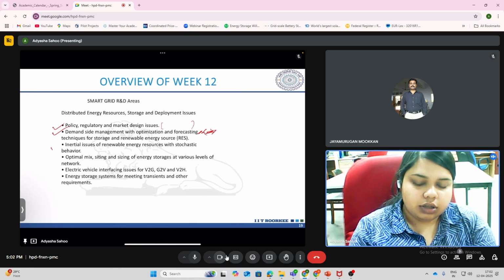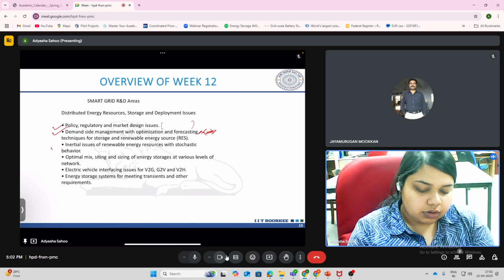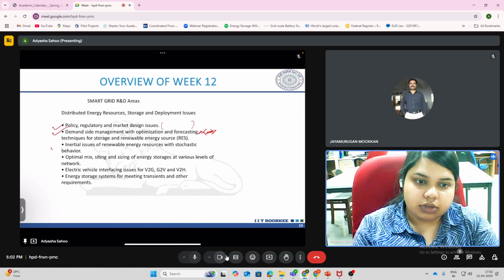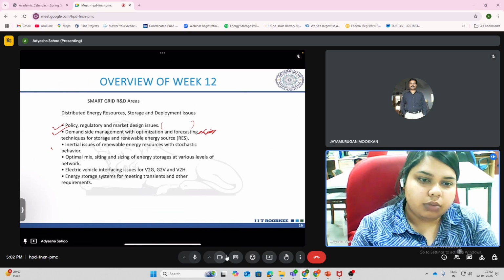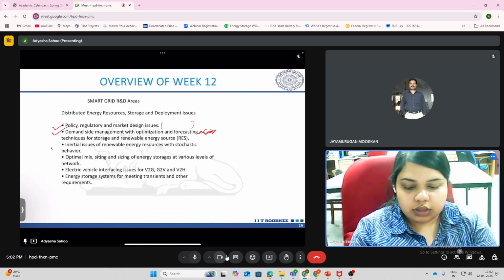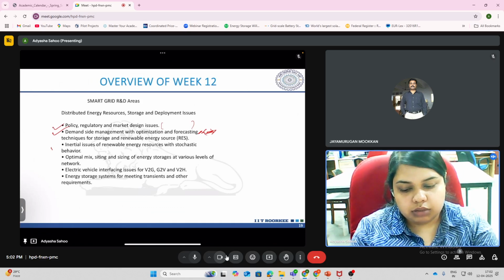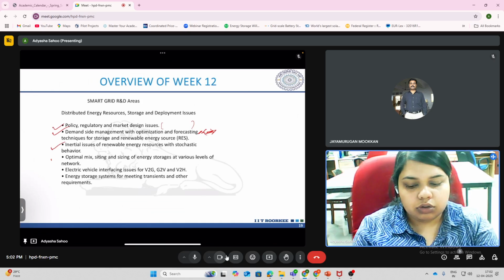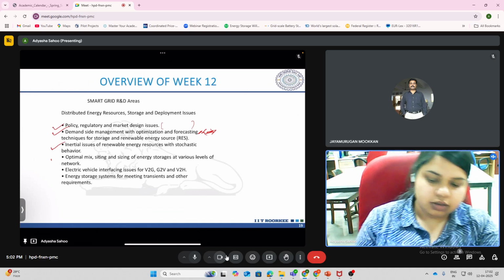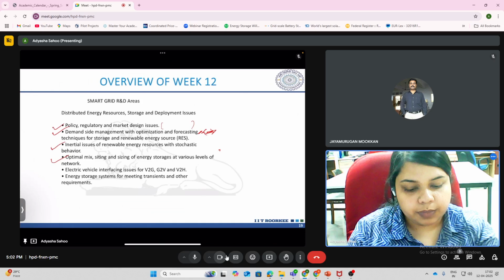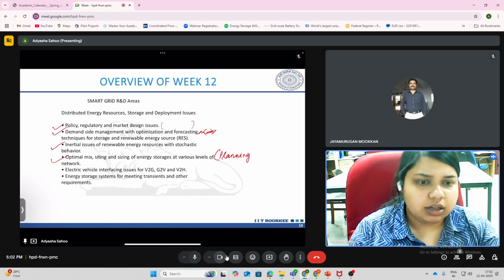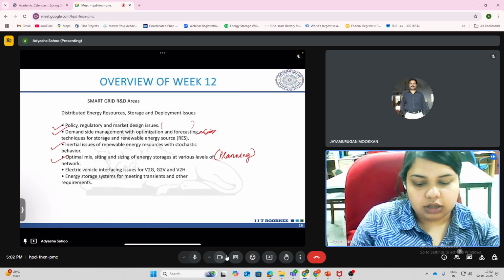Then inertia issues for the renewable that we discussed, like due to the retirement of the large thermal power plants, synchronous generators, we may have an issue of inertia. That means the inertia of the system is reducing. So we need virtual synchronous generators to mimic their performance in their absence. Then optimal mix, setting, and sizing of energy storage at various levels. So what do we mean by optimal mix, sizing, and setting? Sizing is basically a planning study that we do year ahead, mostly 5 years ahead or 10 years ahead.